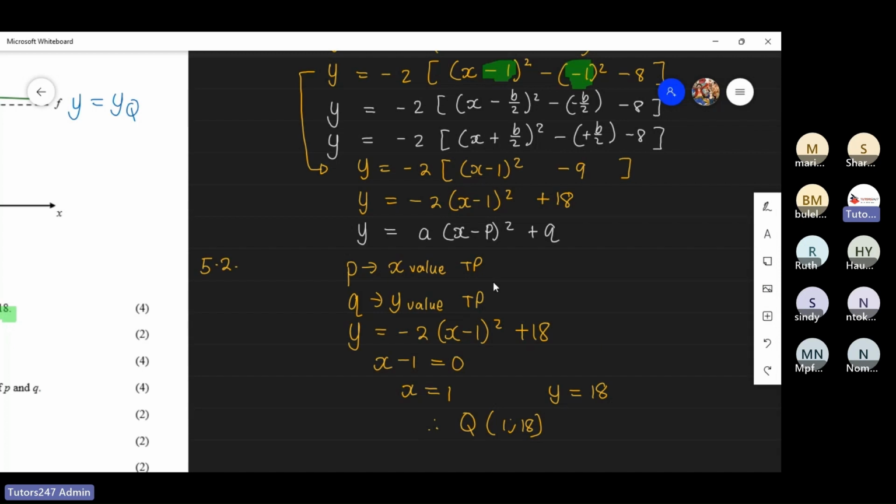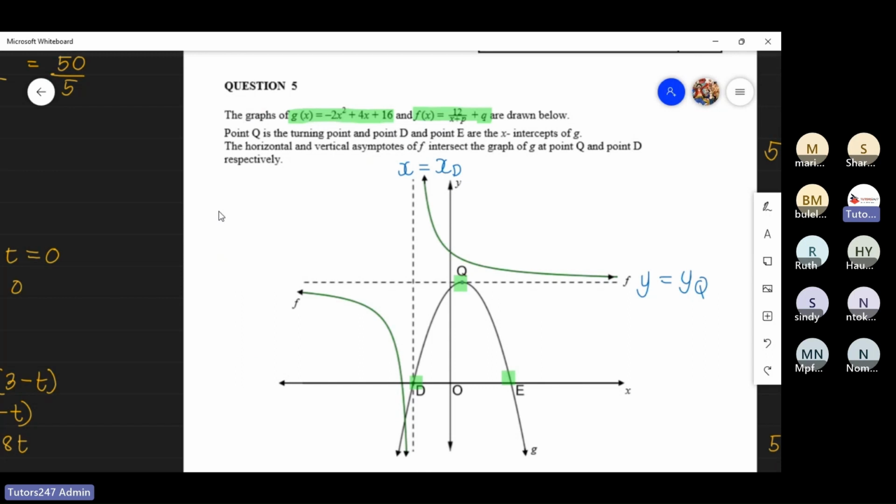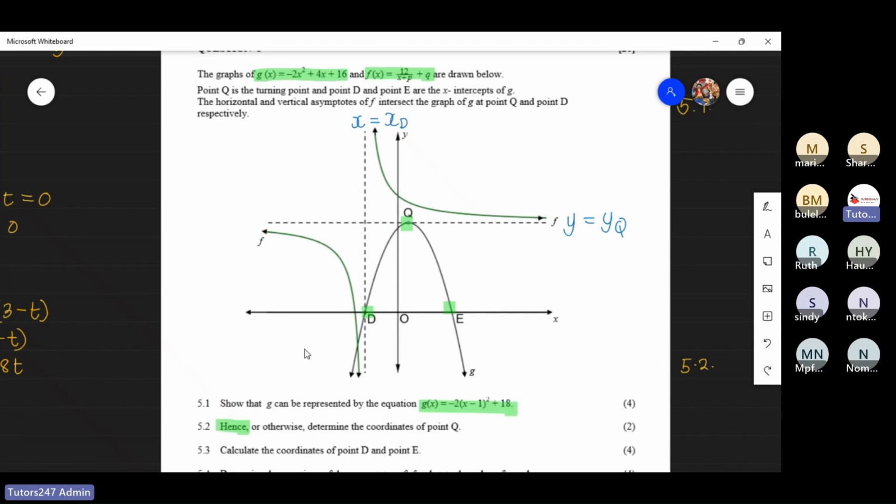An alternative method that you could have used, if you did not want to use this method, would have been to go back to the original function that was given in the standard form. Let's just go and have a look at that function. As you can see, the original function given in standard form was g of x equals negative 2x squared plus 4x plus 6. If you wanted to use the first method, whereby we used the turning point formula, that would have also been fine because they've stated "or otherwise".